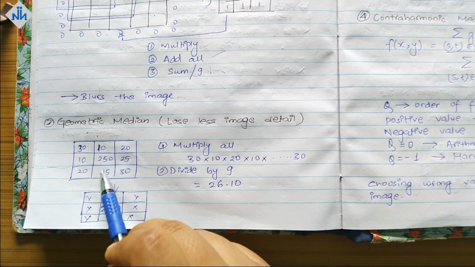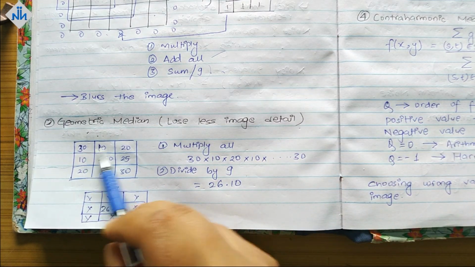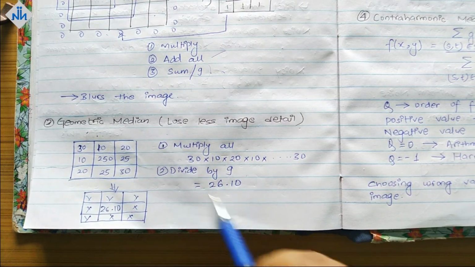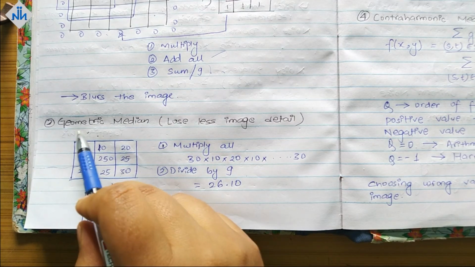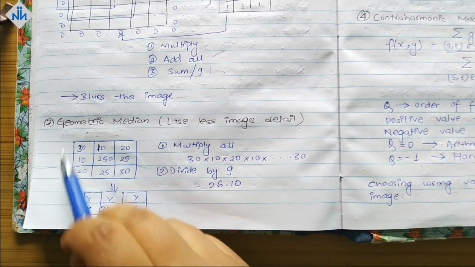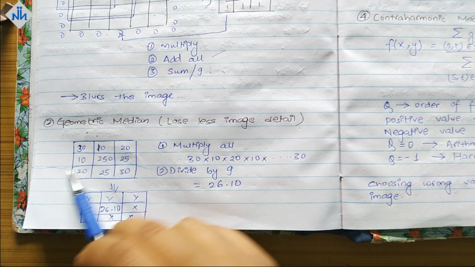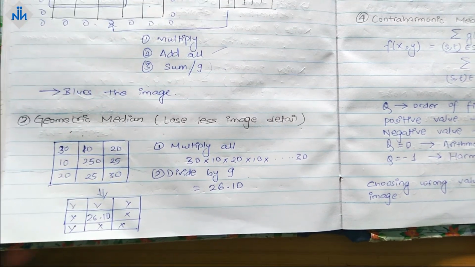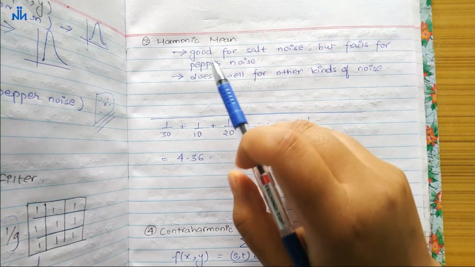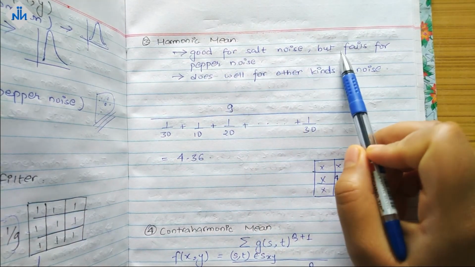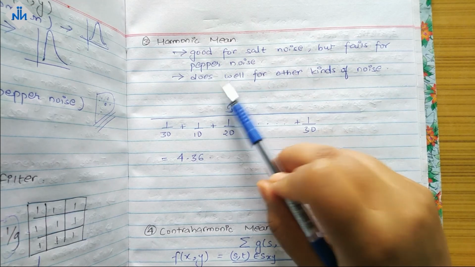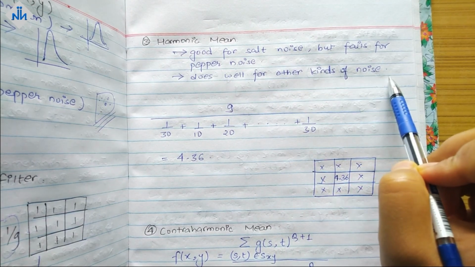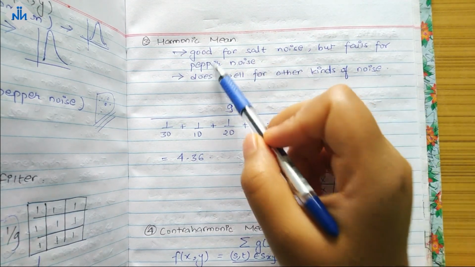We apply the same mask that we were applying for the arithmetic mean, but over here we multiply each of these values. In the last one we were adding all of them. So we multiply all of this and divide by 9 and get this answer. In this also you'll have to add padding and do it for each and every pixel, but for demonstration I have done it only for this one. We get this. So this is the geometric mean. After that we have the harmonic mean. The harmonic mean is good for salt noise but fails for pepper noise. It does well for other kinds of noise as well.